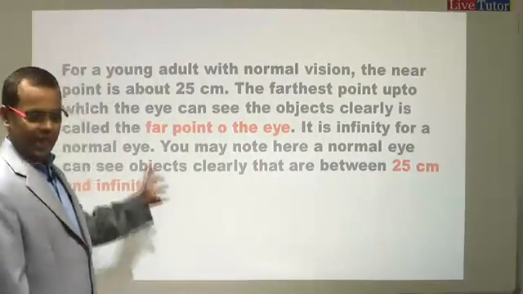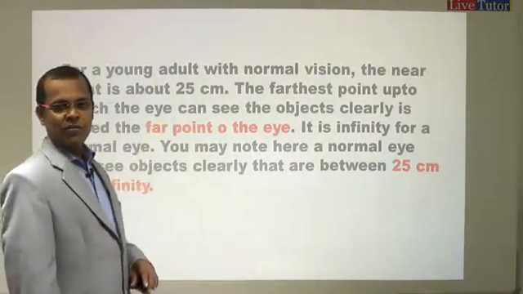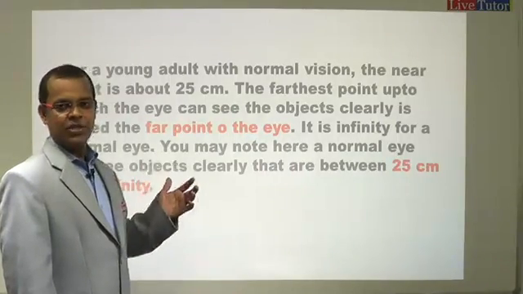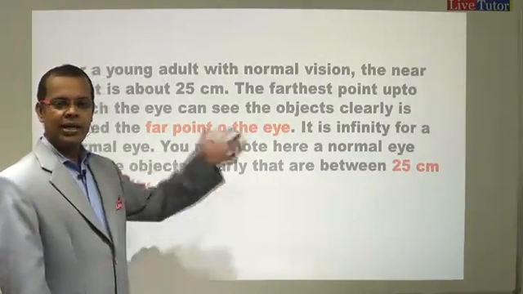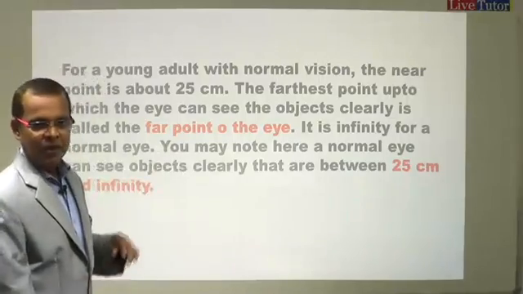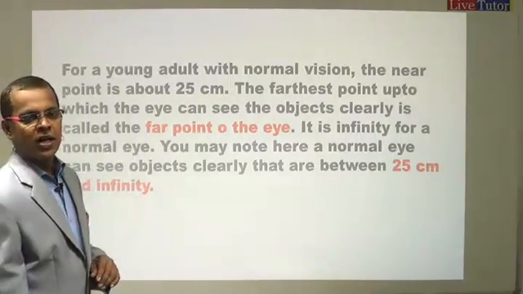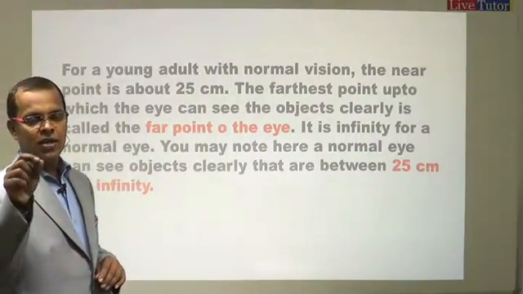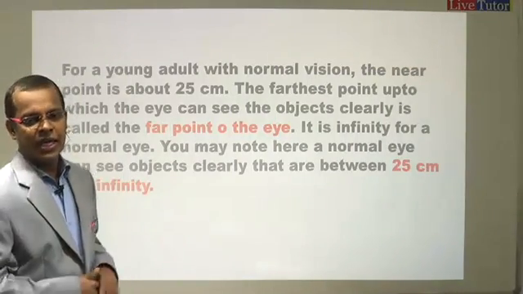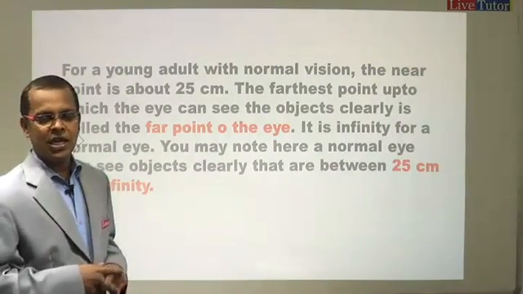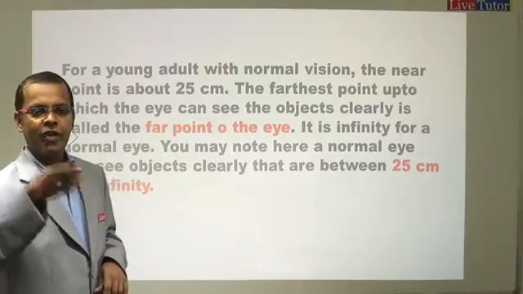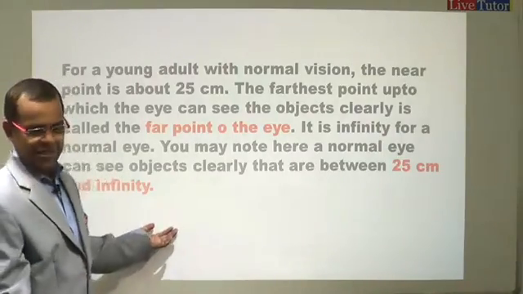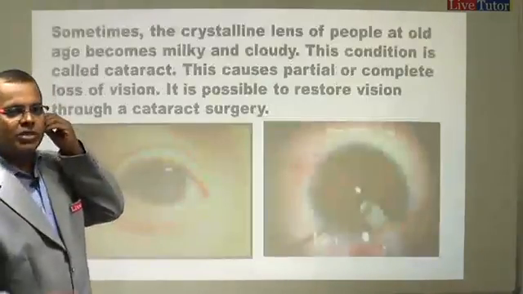That is what we say, the least distance of distinct vision, also the near point of the eye, and the far point of the eye. In multiple choice they may ask, which one of the following is known as the near point of the eye? You know that 25 centimeters is the near point of the eye. Similarly, the far point of the eye is infinite distance, infinity. So these are the two limits you have to understand.